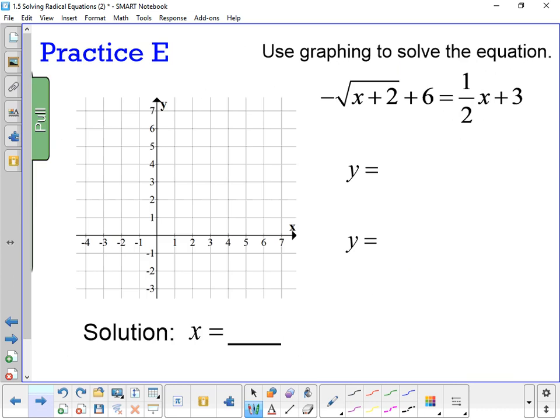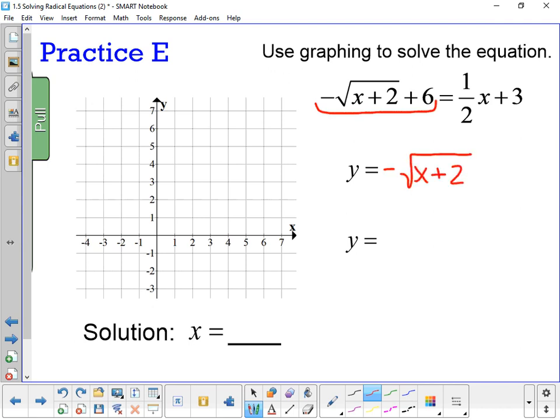So let's try one of those. And this is our last thing. So we've made it. It's a very complicated day. All right, so our equation is negative square root of x plus 2 quantity plus 6 is equal to 1/2 x plus 3. Again, this equation is fairly complicated, but if we think about them separately, they're not too bad.